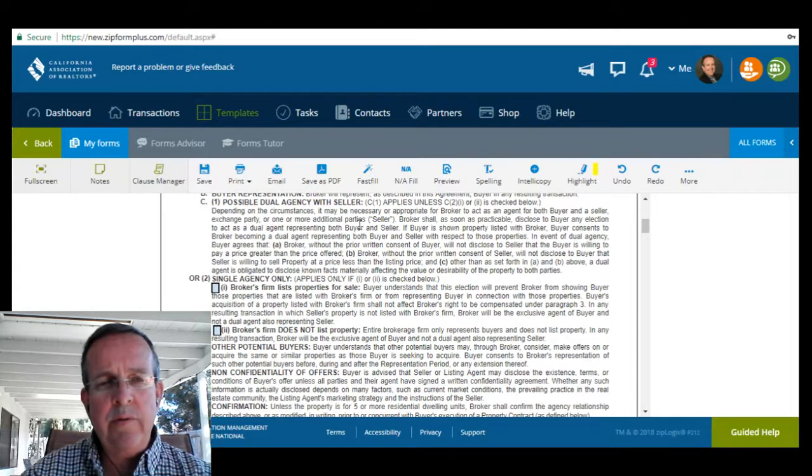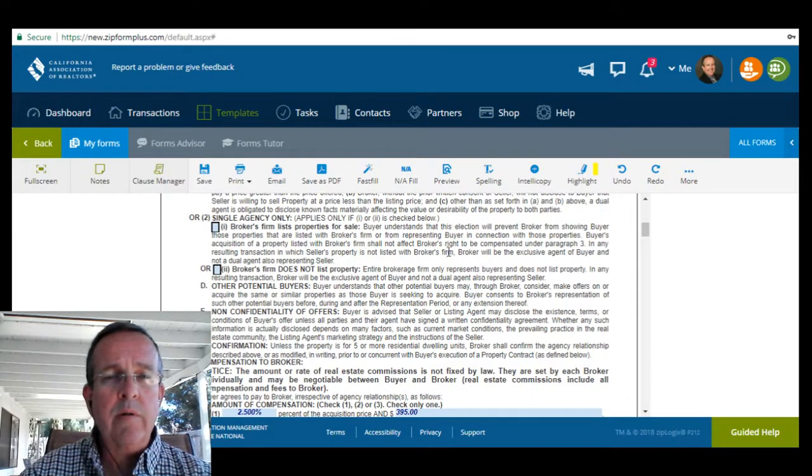Agency relationships, it talks about it. Okay, possible dual agency, your single agency only. That only applies if your broker represents only sellers or does not list properties. In other words, we only list properties for sale and we only work with buyers. Neither of these apply. Okay, so there's a potential for dual agency.